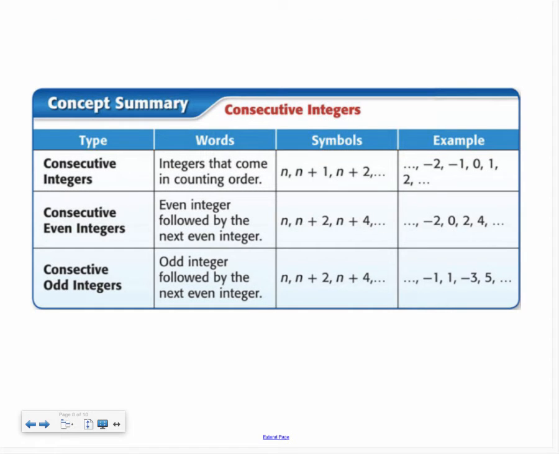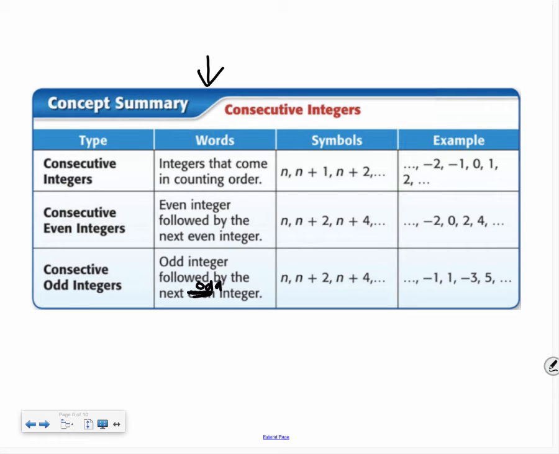Okay, so just like we talked about earlier, what a consecutive integer or consecutive even or consecutive odd integer is, here are some phrases that you're going to hear in your homework in this column. You're going to hear even integers, followed by the next even integer, odd integer, followed by the next odd integer. This should say odd. There's a typo there.